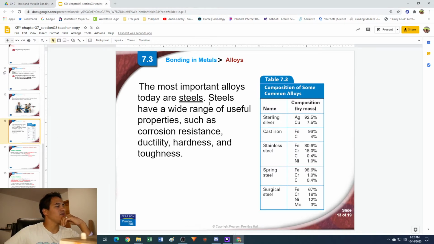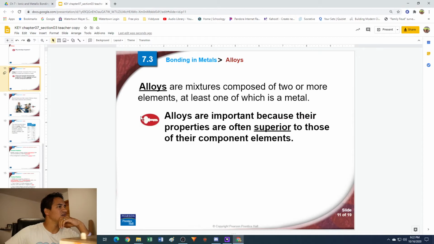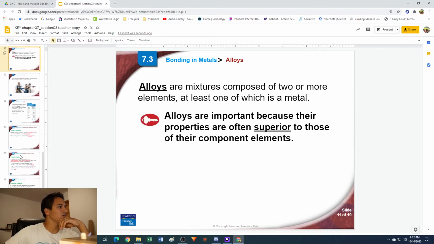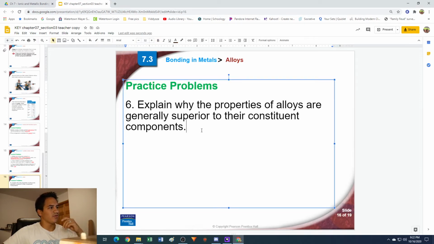it says most important alloys are steels. Steels have a wide range of useful properties such as corrosion resistance, ductility, hardness, and toughness. Alloys are important because their properties are often superior. But again, the primary reason they have superior properties is that you take all of these metals that all have good things about them and mesh them together, and you essentially get something that has all of those properties, which is just better.